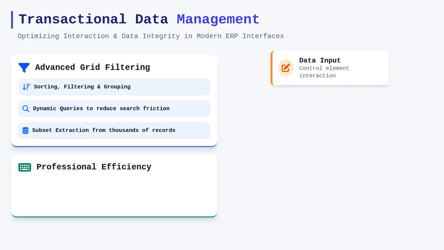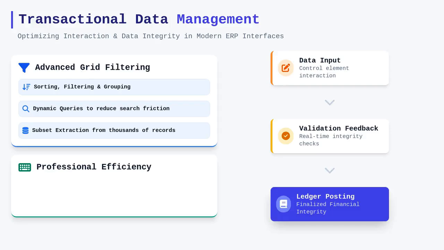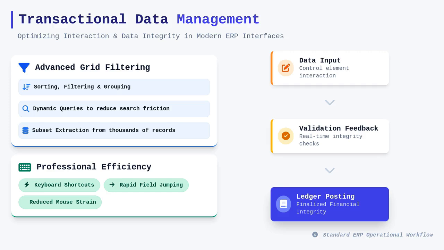Within these grids, individual control elements facilitate data input, providing validation feedback as you work, which ensures the integrity of your financial inputs before they are posted to the ledger. Should you find yourself dealing with high volumes of data, utilizing keyboard shortcuts is a professional necessity that bypasses the repetitive strain of mouse navigation. These shortcuts are hard-coded into the platform to allow for rapid navigation, field jumping, and menu triggering that keeps your hands on the keyboard and your focus on the data.